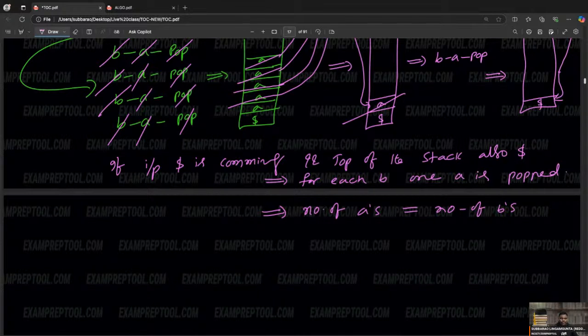Are you comfortable? That means the number of A's equals the number of B's. Simple. PDA. Sir, PDA means what? PDA contains a stack. Sir, does PDA contain finite automata also?